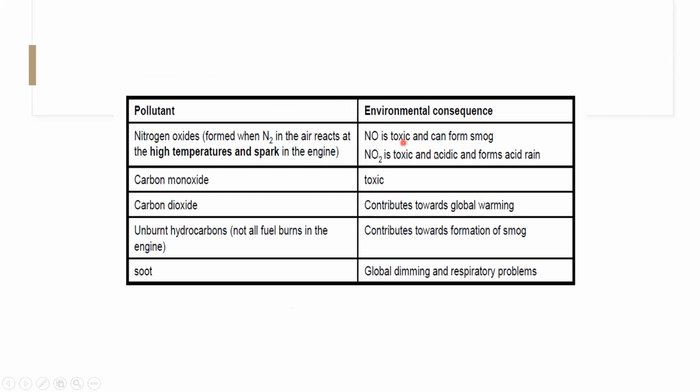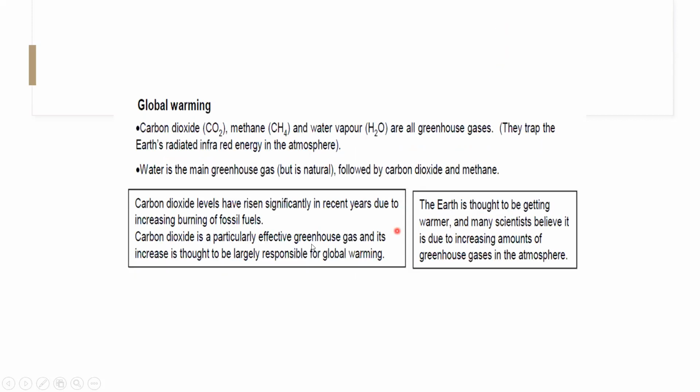As an environmental consequence, NO is toxic and can form smog. Smog is a combination of smoke and fog. It can also produce acid rain because non-metal oxides are acidic oxides. Carbon monoxide is toxic and can cause death or suffocation. Carbon dioxide contributes to global warming. Unburned hydrocarbons, since not all the fuel burns in the engine, contribute to smog as well. And the unburned carbon soot can lead to global dimming or respiration problems.